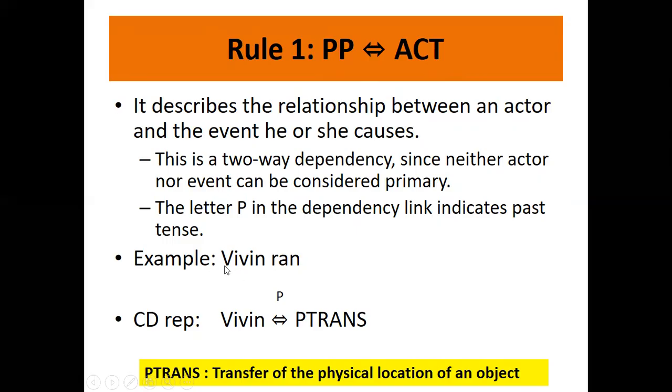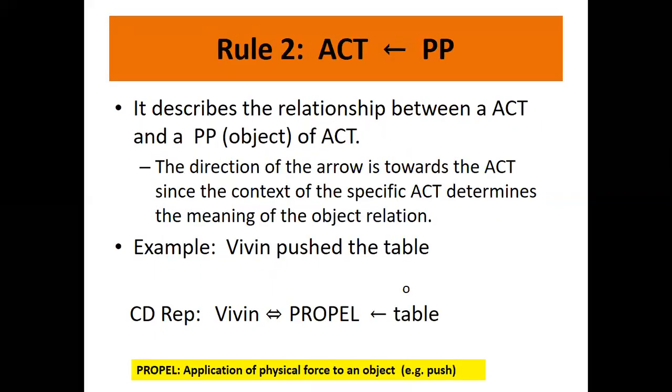So what is the sentence given? The sentence given is Vivin ran, and we represent it using Vivin, the double dependency arrow and P trans. What is P trans here? The transfer of physical location of an object, right? When Vivin is running, his physical location is changed from the source where he started to where he is right now. Is it fine? So this sentence can be represented using a CD representation.